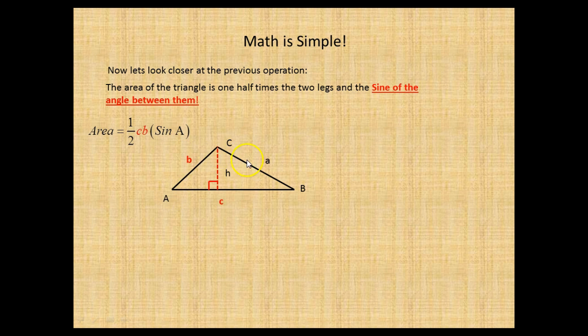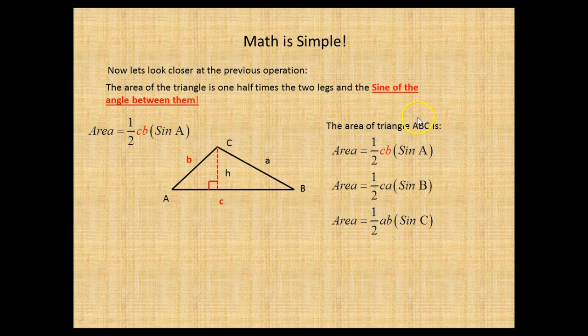If that's true, then maybe we can do the same thing for the other angles. So let's try angle B. The two legs are A times C, or C times A, and the angle between the two legs is angle B. So the area is equal to 1/2 C times A times sine B. Okay, let's take the next angle, C. The area is equal to 1/2 of the legs multiplied, A times B, and the angle between them is C, sine C. So the area is equal to 1/2 A times B times sine C.